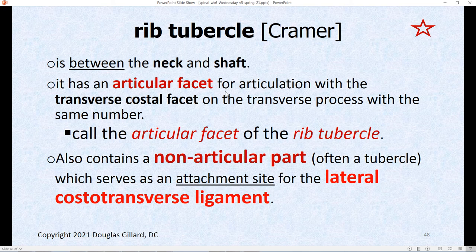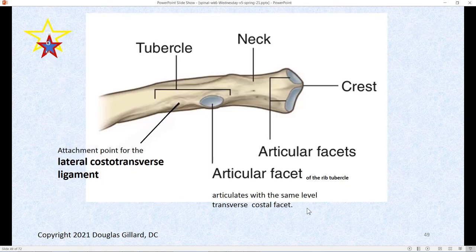Okay, what else? There's also a non-articular part. Sometimes it's called the tubercle of the rib, which is confusing. But that little non-facet region of the rib tubercle, that little roughening, that's where the lateral costal transverse ligament connects. Some people call it the tubercle of the rib tubercle, but that's the attachment point for the lateral costal transverse ligament.